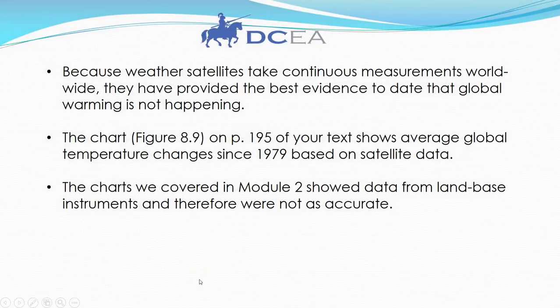Because weather satellites take continuous measurements worldwide, they've provided the best evidence to date that global warming is not happening. The chart, figure 8.9 on page 195 of your text, shows average global temperature changes since 1979. This is based on satellite data. The charts we covered in Module 2 showed data from land-based instruments and therefore were not as accurate. Let's take a look at that chart.